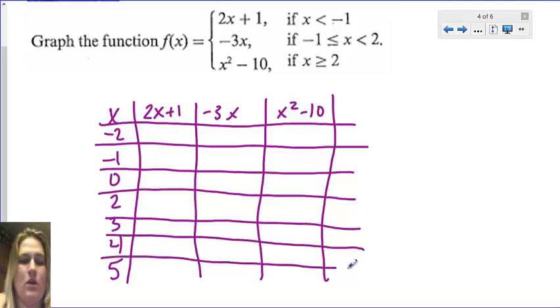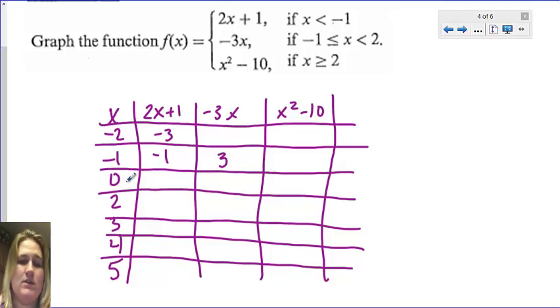So when x is -2, that falls here. If I plug in -2, I get 2 times -2, which is -4, plus 1 gives me -3. If x is -1, this one will go up to that one. So we can plug that in here, and we have 2 times -1 is -2 plus 1 is -1. Then we can plug it into this one because this is where -1 is also. So we have -3 times -1, which is just +3.